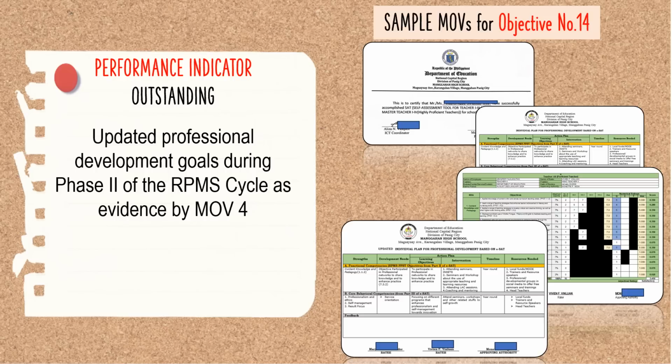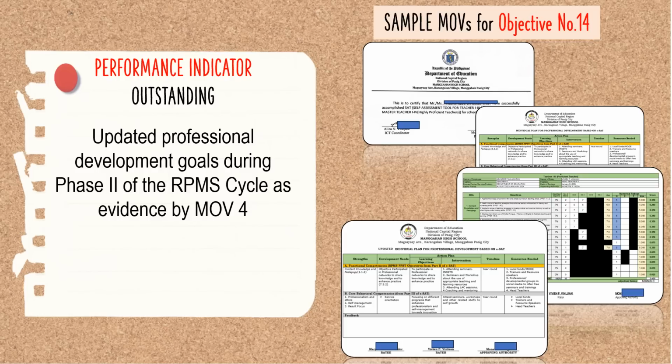Ang performance indicator to get outstanding for quality dito sa objective number 14 ay updated professional development goals during Phase 2 of the RPMS cycle as evidenced by MOV4. So ang MOV4 kanina ay updated IPCRF DP from Phase 2.